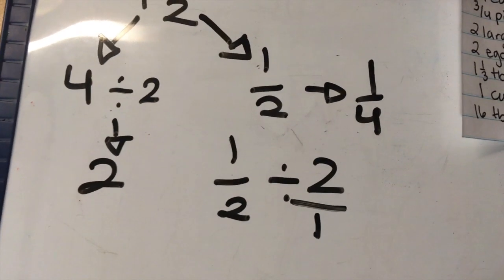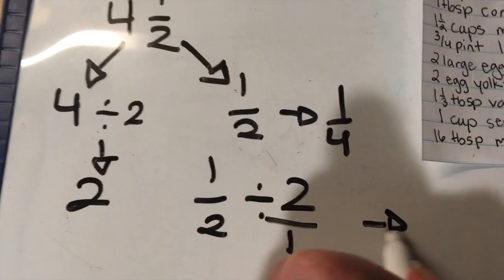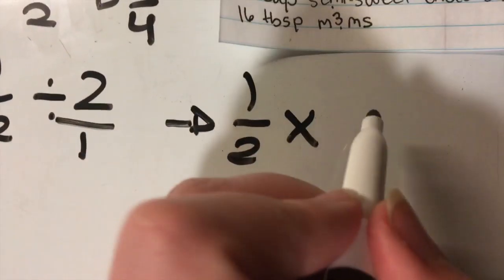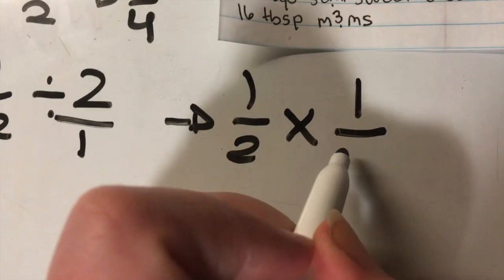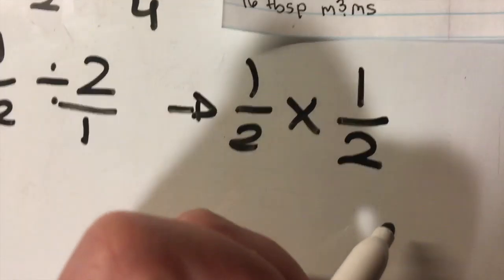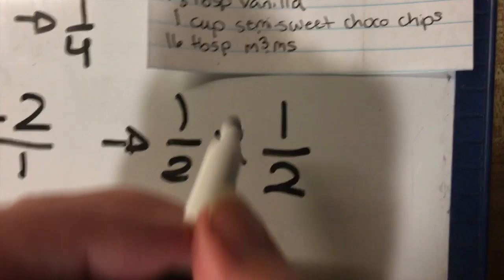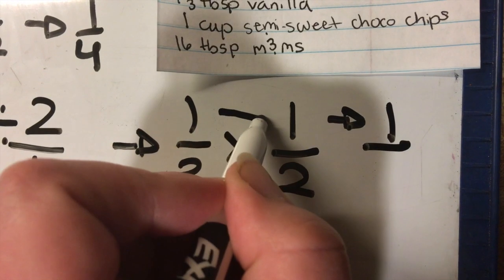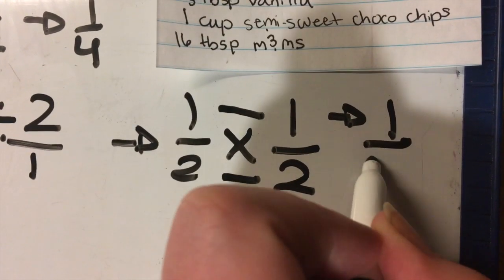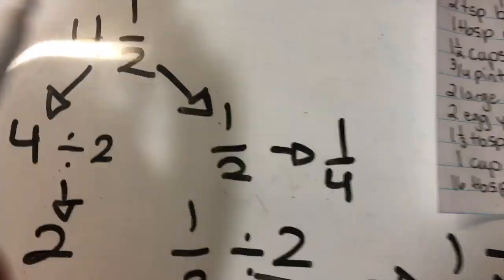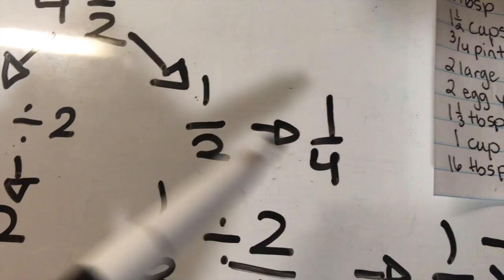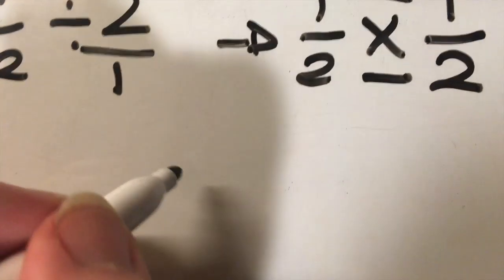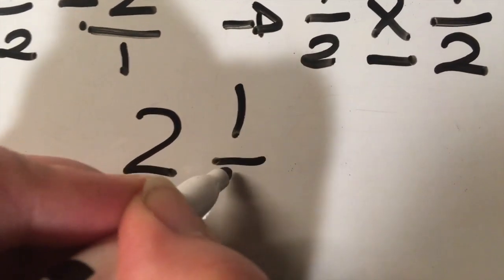Now when we divide a fraction, it's the same as multiplying by what we call the reciprocal, or the inverse. And the inverse of 2 over 1 is 1 over 2. And multiplying fractions is a lot easier because you just multiply straight across. So 1 times 1 and 2 times 2. So 1/2 becomes 1/4 by doing all this. So 2 and 1/4.